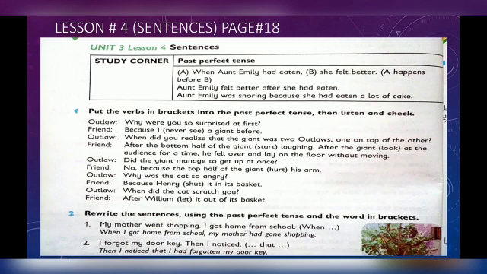The next sentence in the study corner box is: Aunt Emily felt better after she had eaten. The third is: Aunt Emily was snoring because she had eaten a lot of cake. Now students, this is exercise number 1: put the verbs in brackets into past perfect tense and then listen and check. Those words in brackets are definitely verbs. What we will do is put the helping verb before the verb, and also change the first form of the verb into the third form.